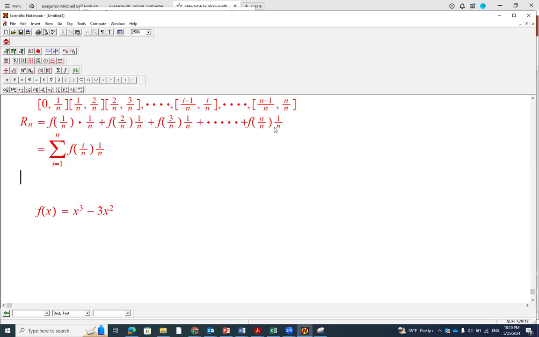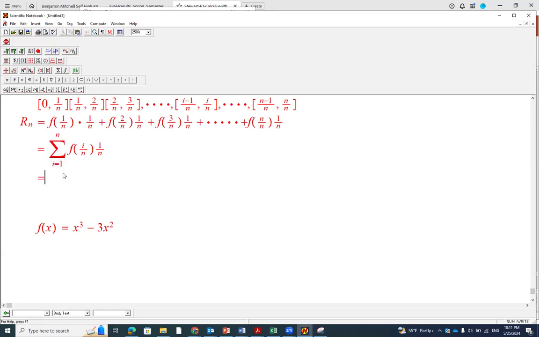It works, right? When i equals 1 it is f of 1 over n times the width. So that's the first term. When i equals 2, we get the second. i equals 3, we get the third. i equals n, we get the nth. By using this notation, I'm going to show you why I use it. There's some simplicity in there.